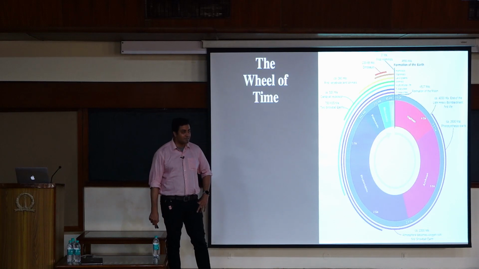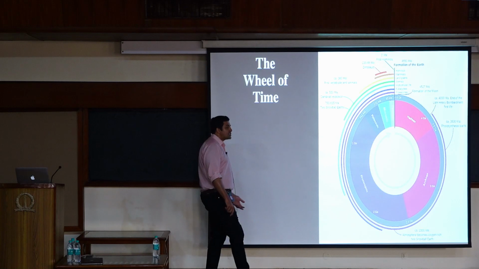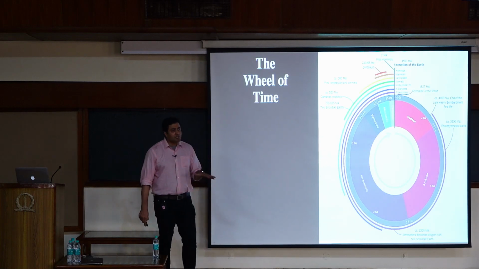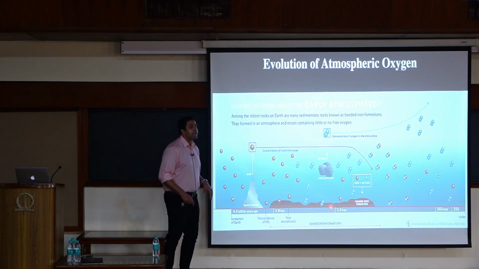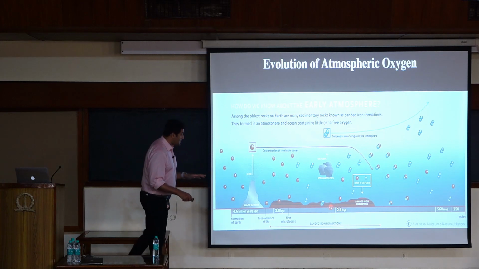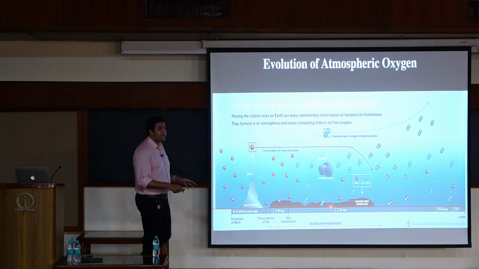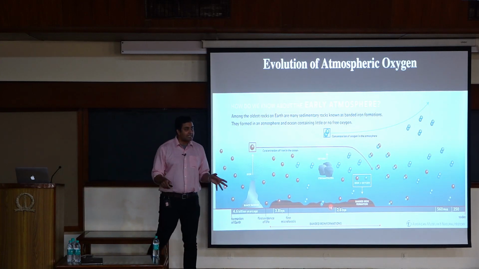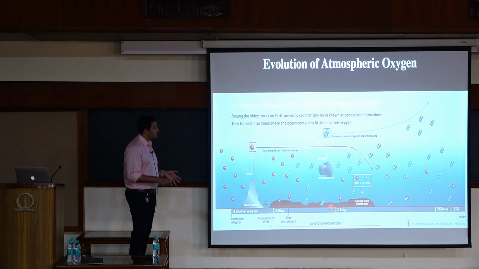Any idea? Complex chemical reactions. They are complex chemical reactions. But what is protecting life on Earth in the modern day? Life at the surface of the planet is protected by ozone. We don't get enough UV radiation reaching the surface of the planet.